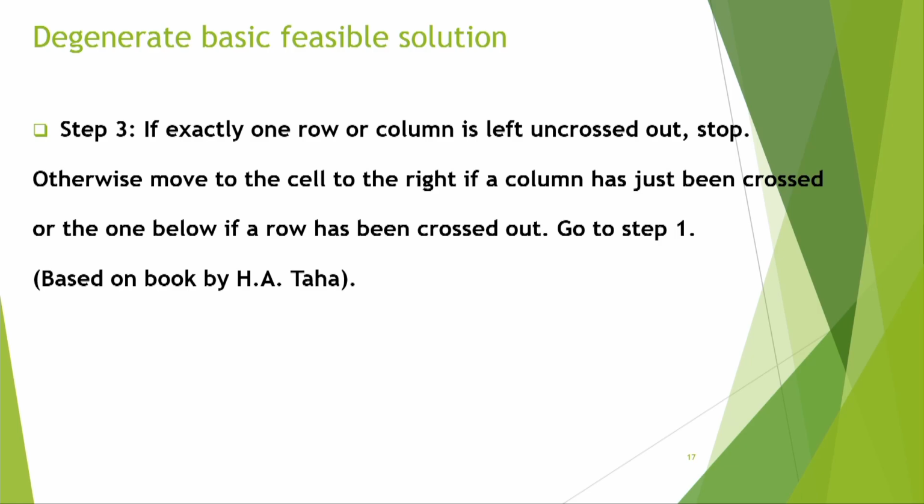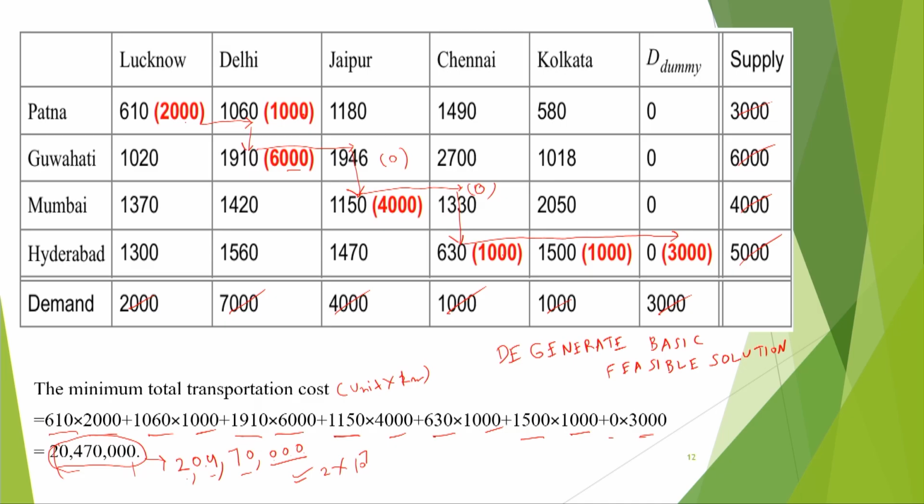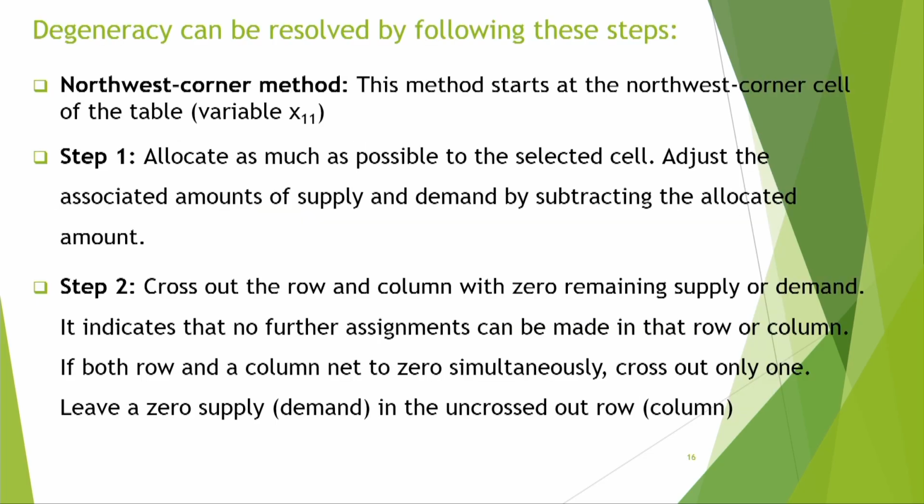So I have explained this, and thank you very much for your attention. Now, in the next class, I will be discussing another method to make the basic feasible solution, and that is the least cost method, which is much more efficient. Here you note down the cost, and you will see in the next method how much cost came. Here the cost is coming 2 crore 4 lakh 70,000, but in the next class you will see how it will get reduced. Thank you very much.